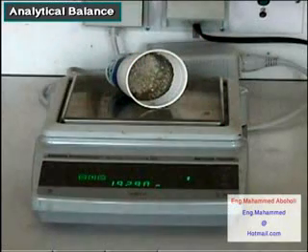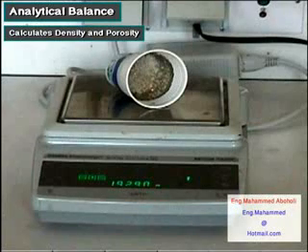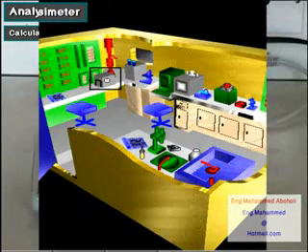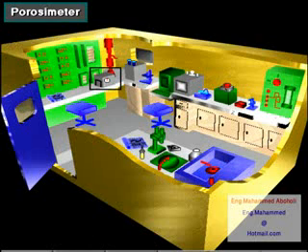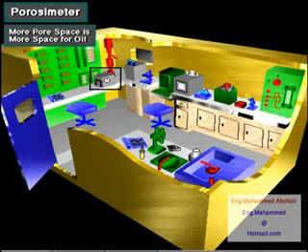Loggers use an analytical balance to accurately weigh rock samples. They calculate a rock's density and porosity from its accurate weight. A porosimeter measures rock porosity, the amount of pore space in a rock. The more pore space a rock has, the more space available for the rock to store oil and gas.